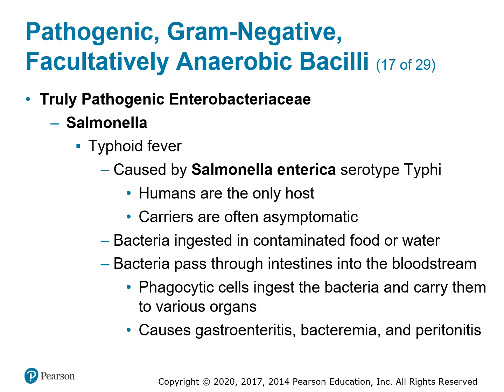A specific species of Salmonella causes typhoid fever. This is caused by Salmonella enterica, serotype Typhi. Humans are the only host, and carriers are often asymptomatic. The bacteria are ingested in contaminated food or water, and pass through the intestines into the bloodstream. The phagocytic cells ingest the bacteria and carry them to various organs. It causes gastroenteritis, bacteremia, and peritonitis, or infection in the peritoneum, which is the bag that holds all of your organs in your abdominal cavity.